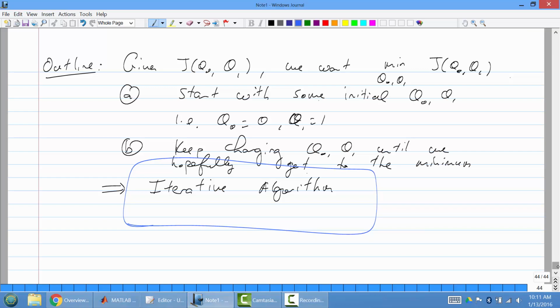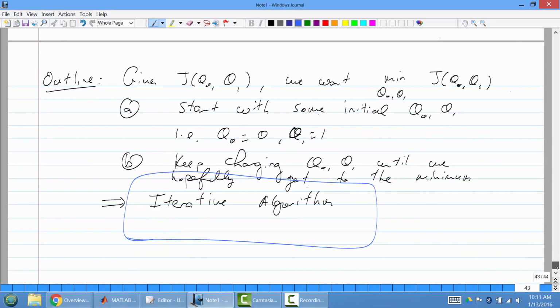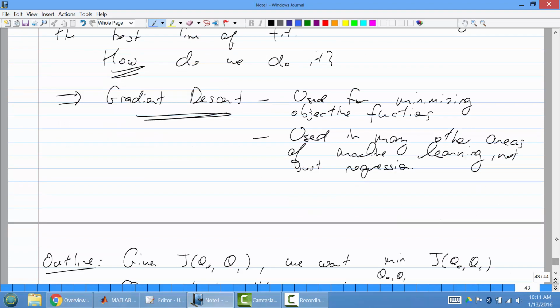Okay, so we don't have that much to cover left. The best way to find the parameters that minimize the error to get the best line of fit is to use a technique called gradient descent. So what does gradient descent actually mean?